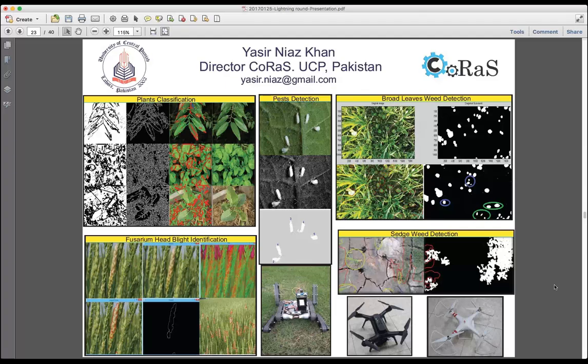Another one is weed detection in different food crops. Then we have pest detection in different food crops. And recently we have started a project for disease detection in crops. And we have another project running for fruit plantations, for apple and citrus plantations, where we find diseases, pests, and the deficiency of nutrients in those plants. We are mostly working on flying robots, but we are also developing some land robots.